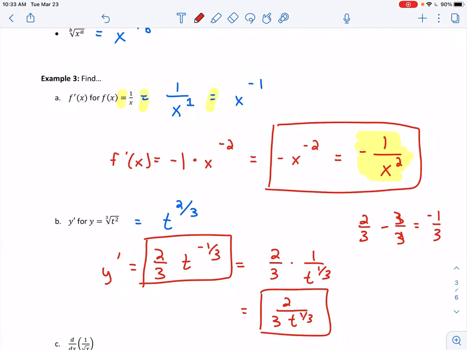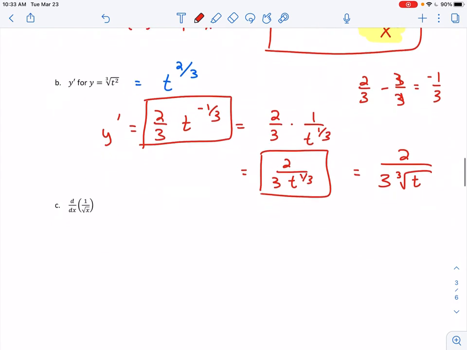If you wanted to go the extra step, you could rewrite this as a root function. In general, I don't think that's really worth it, but if you really, really wanted to, you could also rewrite this as 2 over 3 times the cubed root of t. That would be fine as well, but again, I don't think that step is really worth it, especially if we need to take the derivative multiple times, as we will later on in this course. It's easier to leave it in this form. So there is our derivative.